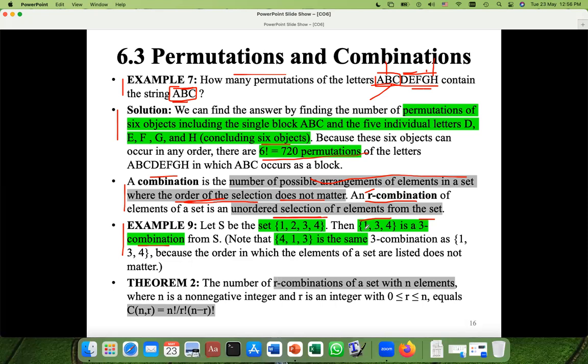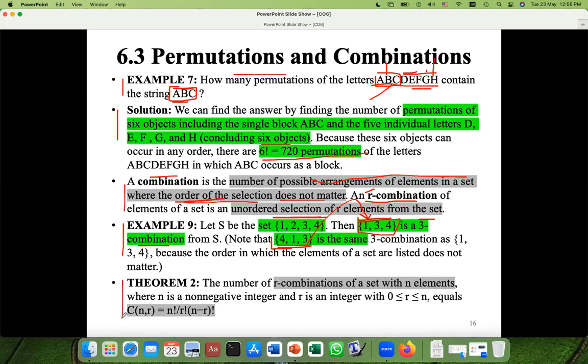This is an r combination, okay? And if you change the order here, maybe 3, 1, 4 or 4, 1, 3, that would be the same thing as this 3 combination is, because now order does not matter. In permutation, this 4, 1, 3 is a different permutation. But here in combination, this thing and that thing is the same thing. Is it? Same thing.